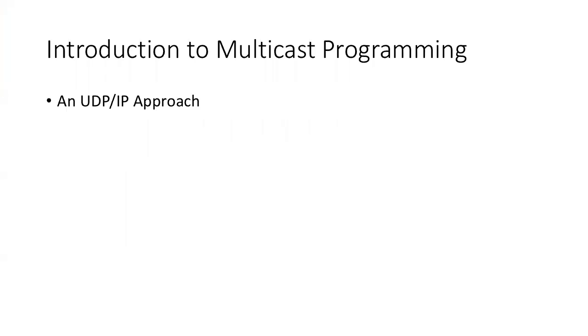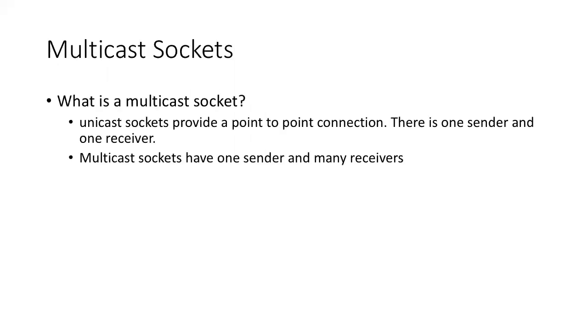So first thing is what's a multicast socket? We've seen TCP IP. That's unicast. So that's a point-to-point connection, which is reliable. The data that goes in one end comes out the other end. So it's a pipe, just a bit pipe.